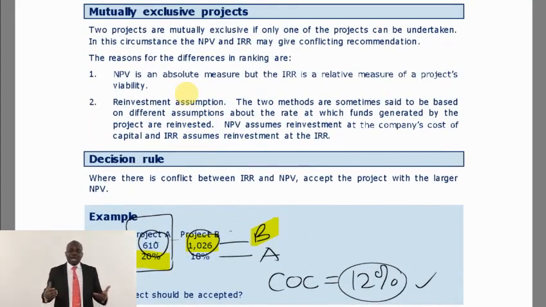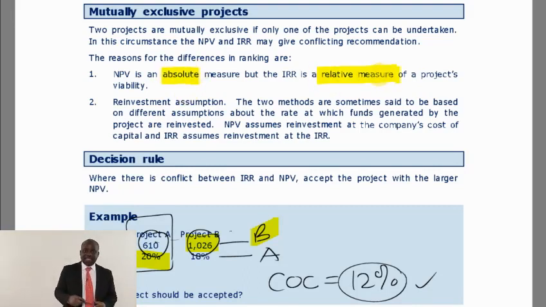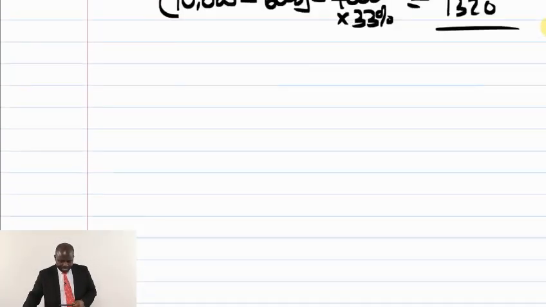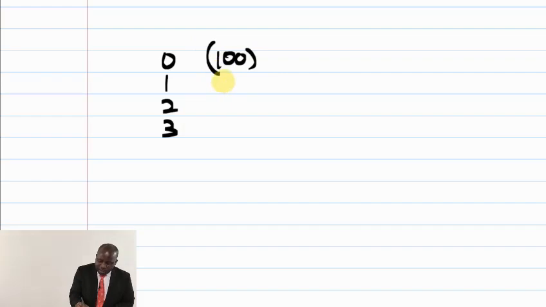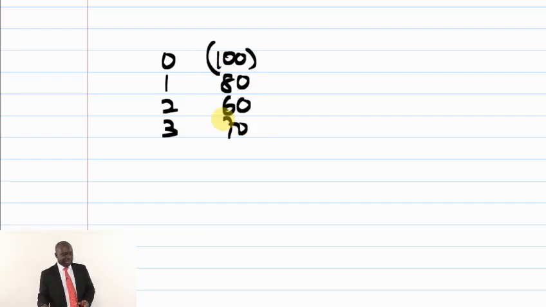So the reason why NPV and internal rate of return might give a different answer or conclusion is that NPV is an absolute measure and internal rate of return is a relative measure. The main reason is the reinvestment assumption. Let me illustrate for you to understand it. Say there's a project with year 0, year 1, year 2, year 3, and I put in 100, in year 1 I get 80, year 2 I get 60, 70, whatever. I'm just creating it for illustration.